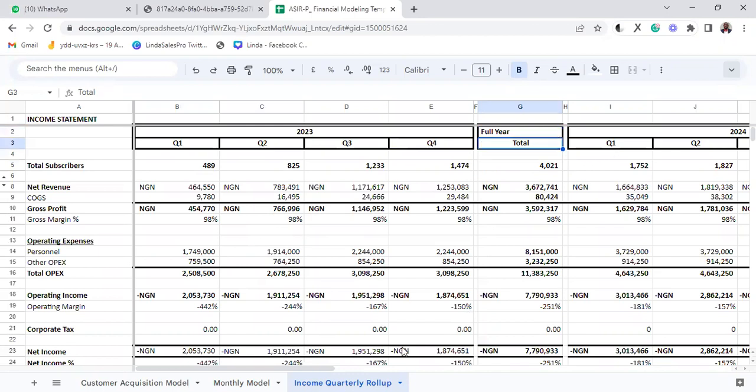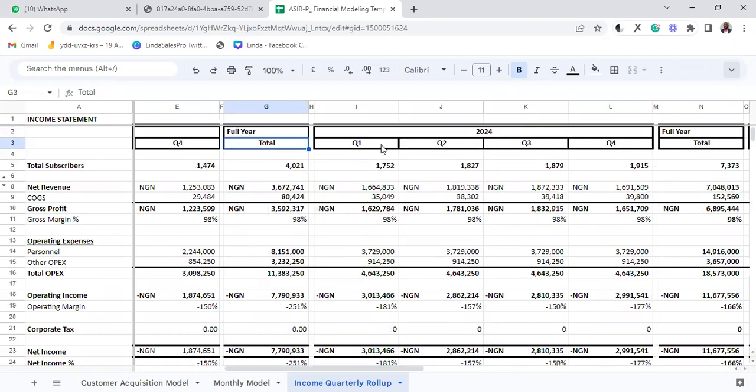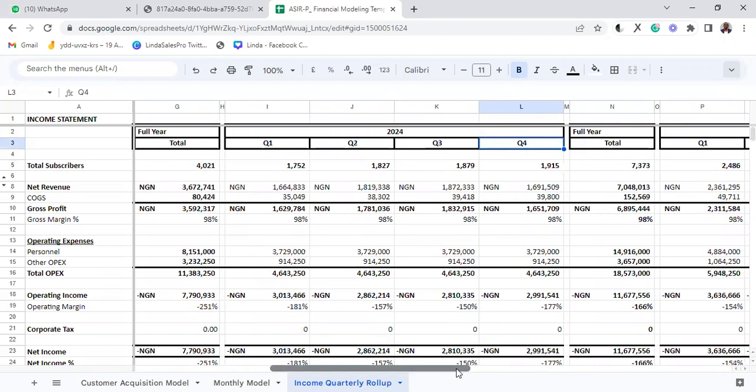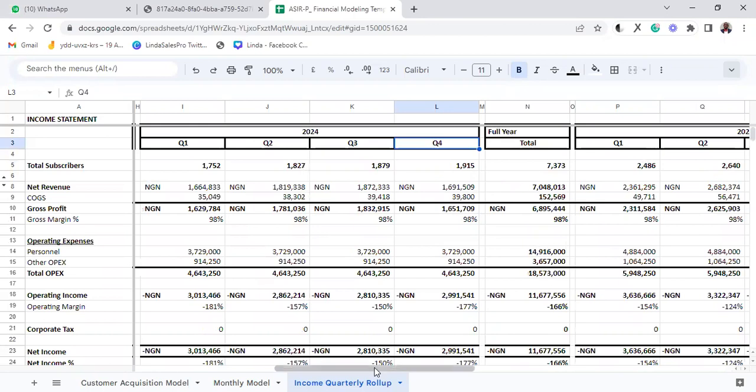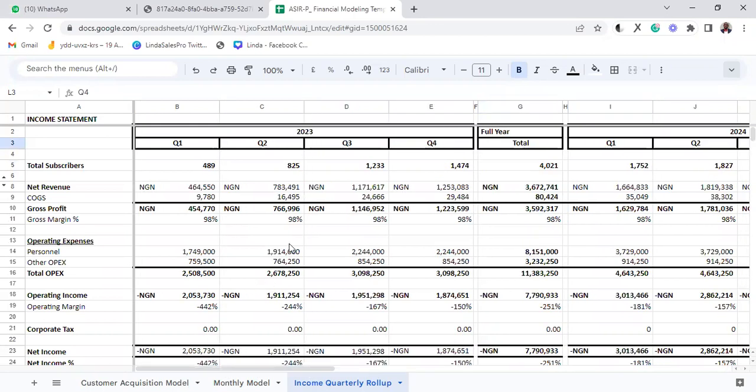You have this. So you also have the next year, which is Q1, Q2, Q3, Q4. So you also have the total. So that's what this tab is all about, which is your income quarterly roll-up. So here you can easily look at this and know that your total revenue for the year is 3.6 million naira. Okay, so here you can also see how much you are spending on personnel.